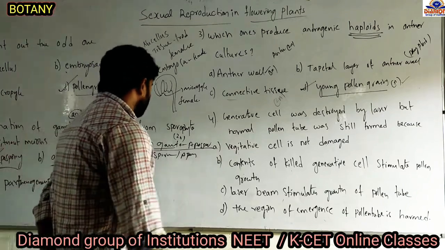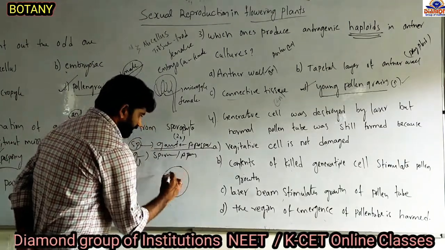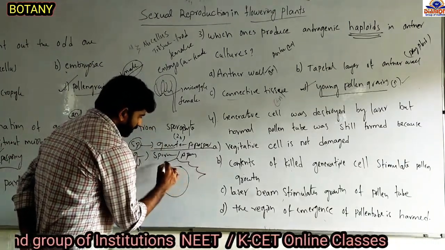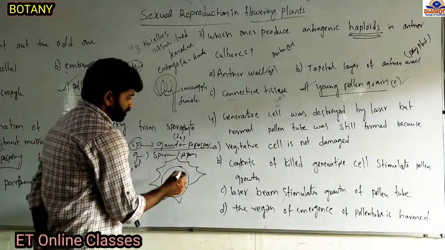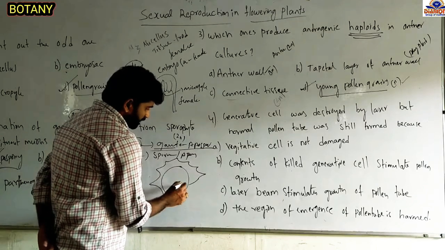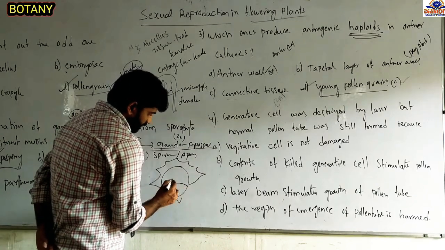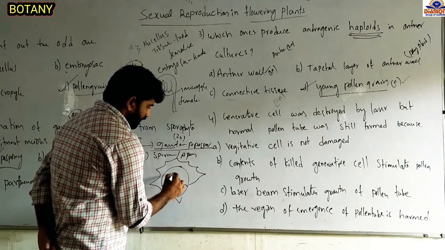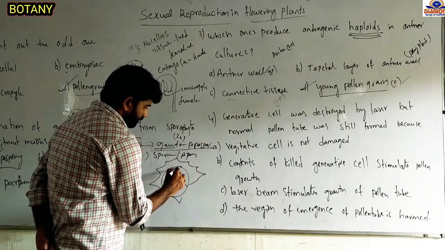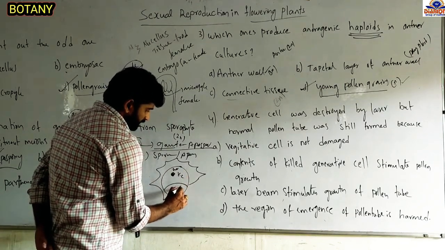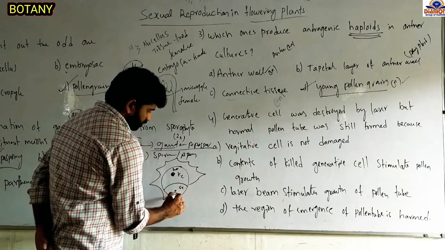The next question: generative cell was destroyed by laser, but normal pollen tube was still formed because. So you can see the structure of the pollen grain. It has two layers, outer exine and inner intine. The pollen grain contains two cells, the generative cell and the vegetative cell. This is the vegetative cell and this is the vegetative nucleus. This is the generative cell and this is the generative nucleus.